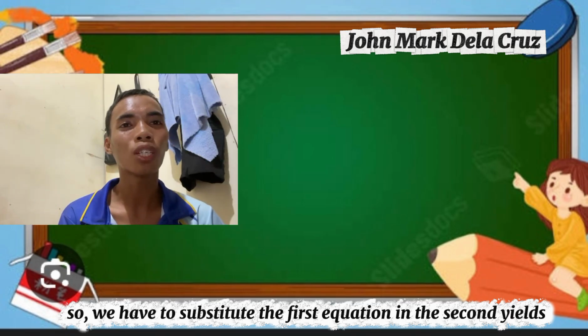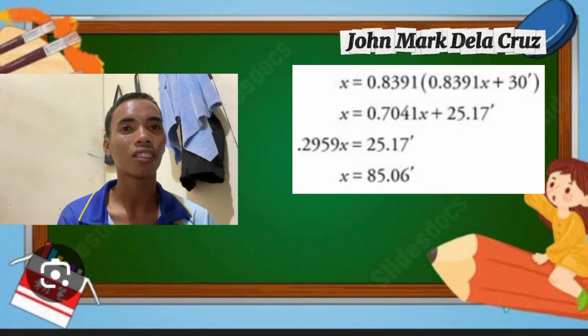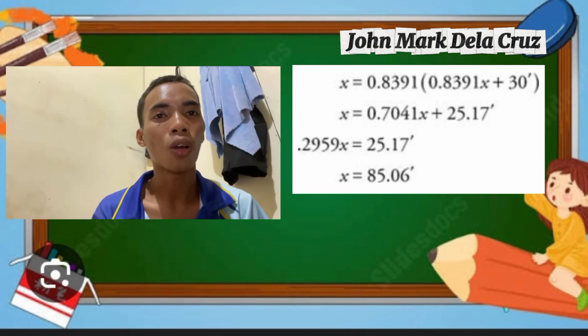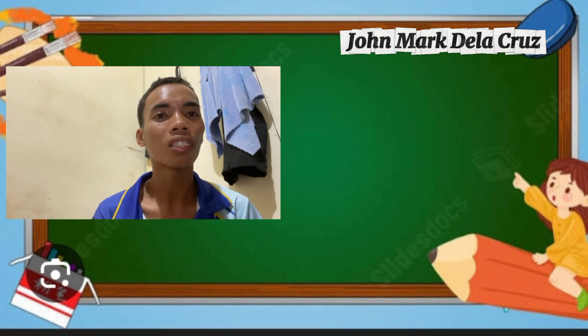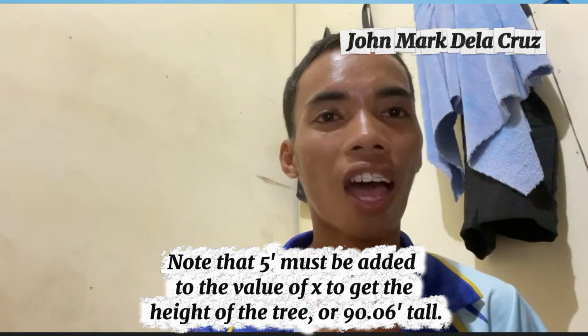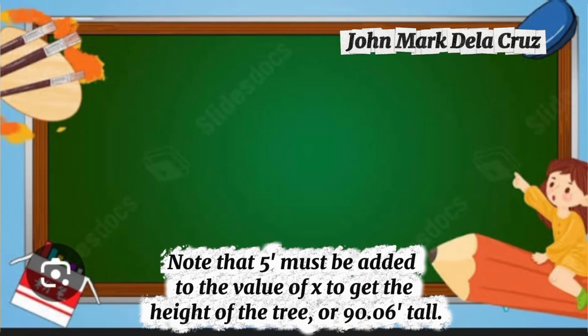So we have to substitute the first equation into the second. X is equal to 0.8391 times 0.8391x plus 30. X is equal to 0.7041x plus 25.17. 0.2959x is equal to 25.17. X is equal to 85.06. Note that the 5 must be added to the value of x to get the height of the tree, or 90.06 tall.